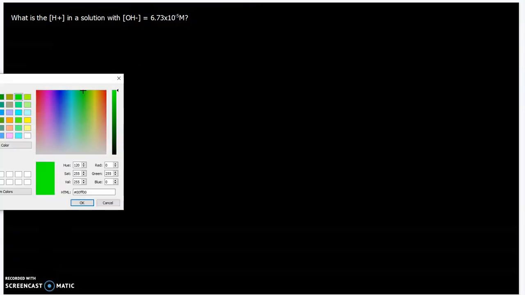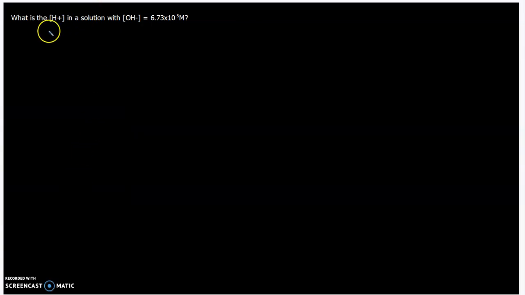Our next problem says, sorry, let me pick a fun color. Okay. What is the H plus if OH is 6.73 times 10 to the negative 5? All right, so let me tell you yet another formula. And that formula is H plus times OH minus will equal 1.0 times 10 to the negative 14.